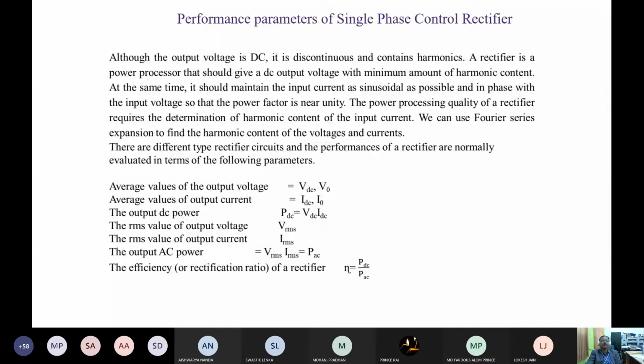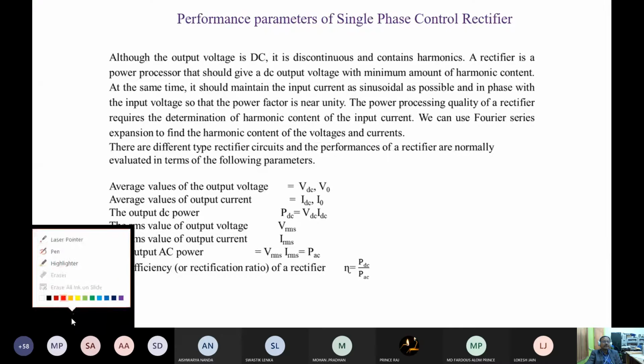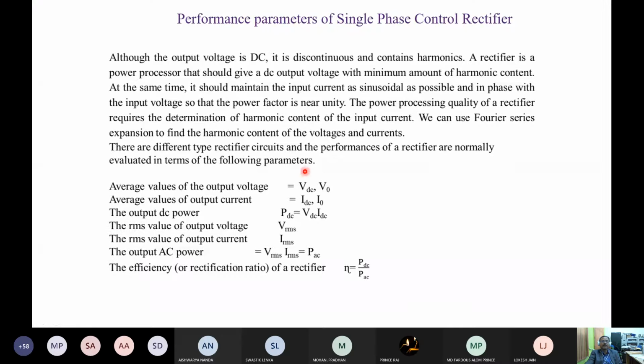So let us define some parameters which will determine the performance of a rectifier. Let us say output voltage is VDC or V0. Average value of output current is I0. So output DC power is VDC IDC. And RMS value of output voltage is VRMS, RMS value of output current is IRMS. So output AC power is PAC.